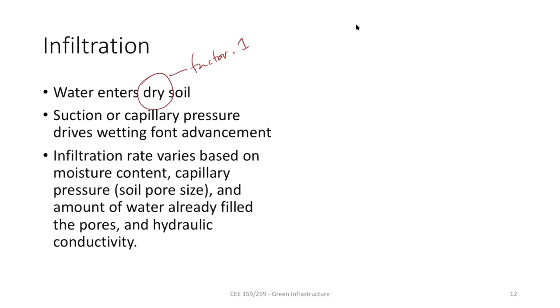Infiltration rate depends on moisture content. As I said, dry soil will soak more water. If it is wet soil, it is not going to soak that much water. But hydraulic conductivity itself can also vary based on air, because sometimes air can block water moving. If water is moving and you have lots of air in the soil, the air has to find a way to escape. If there is no way to escape, then it will block that area. Capillary pressure depends on pore size, the amount of water already filled in the pores, and hydraulic conductivity. So these are the different factors.